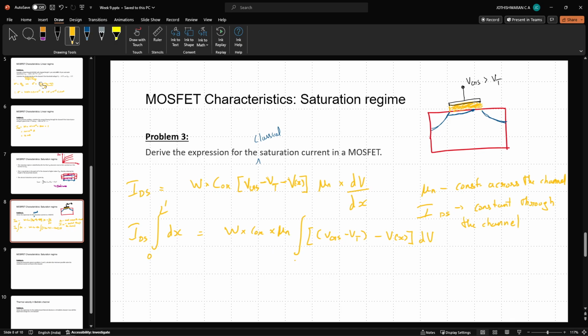Now again, this integral needs to be done from, essentially, yes, the actual assumption is here I have to mention that V of x is 0.